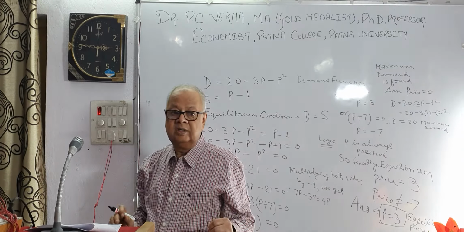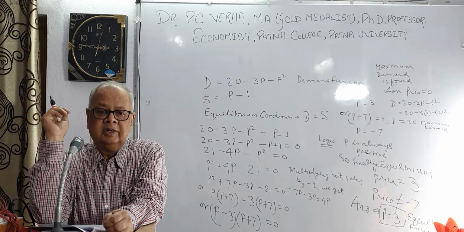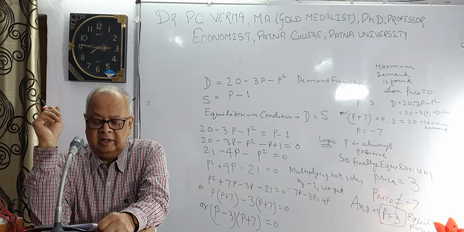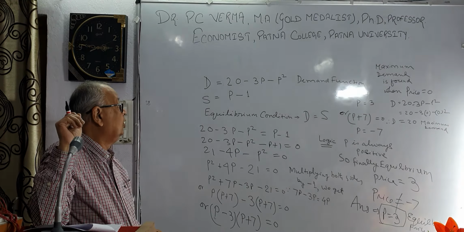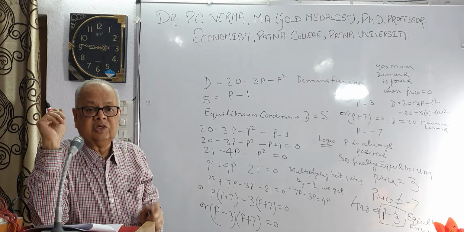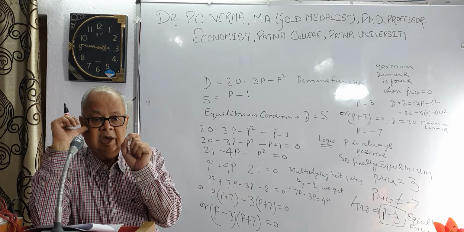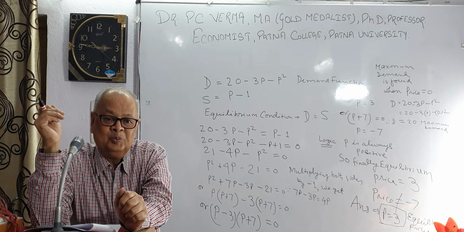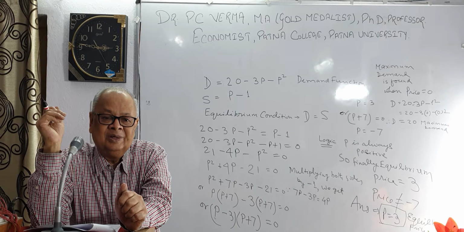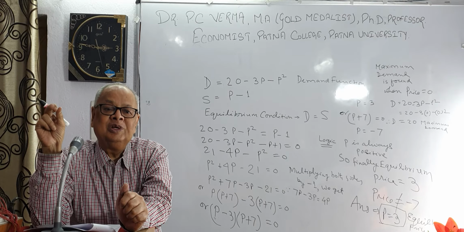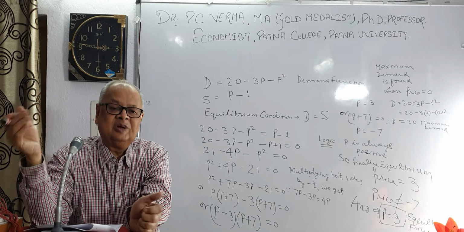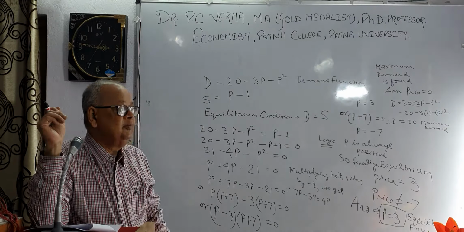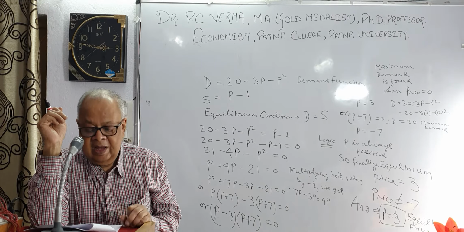This is another question, after getting the equilibrium price. The demand function is equal to 20 minus 3P minus P square. When will demand be maximum? When it is free, when there is 0 price. So in the demand equation, you put P is equal to 0, and your answer will be there. What is the answer? 20. Clear? Yes, sir. And the third question.